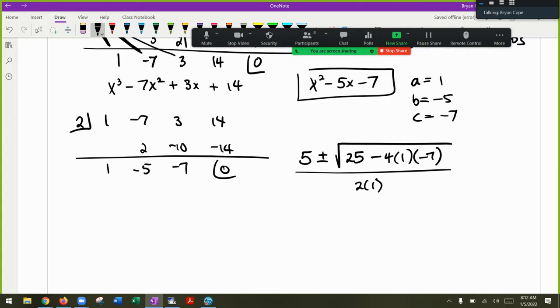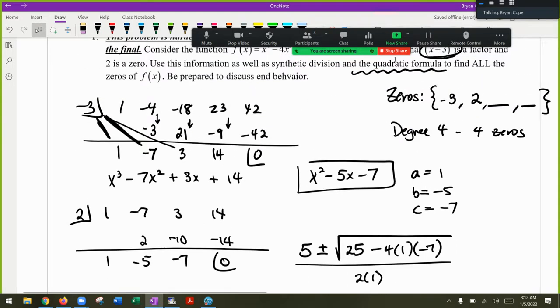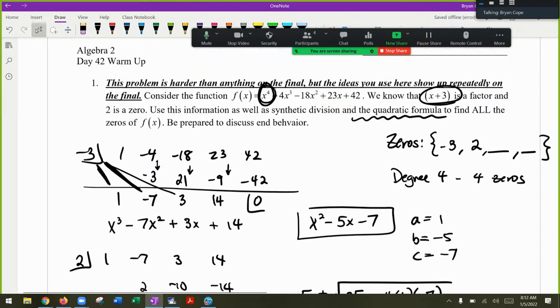Okay, yes? Wait, why don't we just use the negative 3 instead of the 2, like for synthetic division? Oh, I have to do it twice, right? Because we started with a 4th degree, and we want to get that all the way down to a 2nd degree so that we can actually use quadratic formula. So whether or not you start with the negative 3 or the 2, either one is fine, but you have to do synthetic twice because you're given 2 pieces of information.